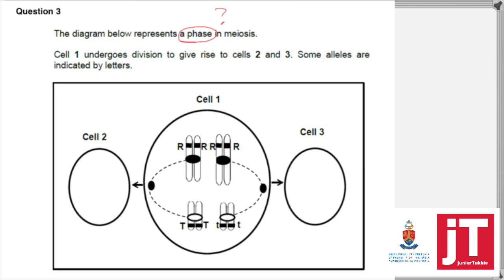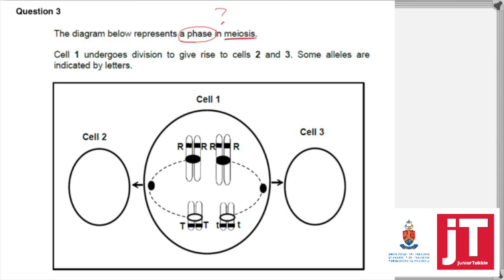If we look at the first 2 chromosomes, they carry the same allele on each. And at the bottom, we've got a homozygous dominant T with a homozygous recessive t on the other chromosome, which is going to mean that when this cell divides, we're going to have the movement of these chromosomes to opposite poles, and then they're going to be present in either cell 2 or 3. Okay. So that's important to remember.